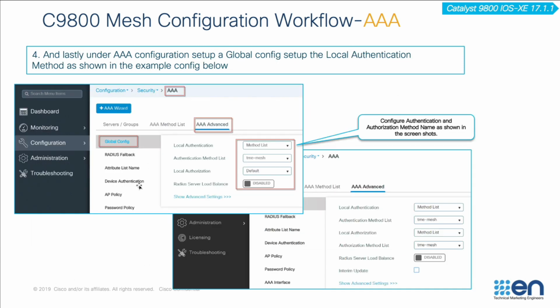Now, the next step would be to set up a global advanced configuration tab. And you can see here we can set up the authorization methods, authentication methods, and how we want to use local authorization or central authorization. So again, all these options are still optional, but they are required if you decide to go with AAA authentication and provisioning of the mesh access point.